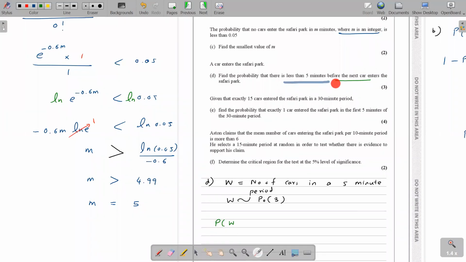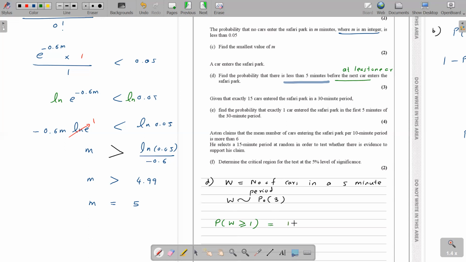Okay, when they use the words before the next car, we need to think a little bit about it. Do we say one car, or it could be two, it could be three? There's no limit here. So basically you need to definitely have a car entering. In other words, at least one car. So it could be two, three, or more. Basically, W is greater than or equal to 1. That's what you need. So you need to read the question and understand.